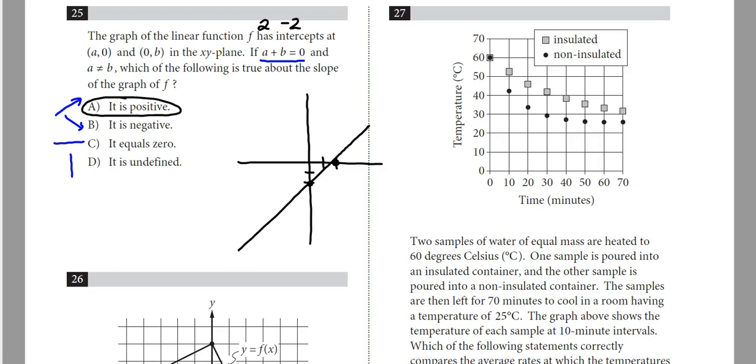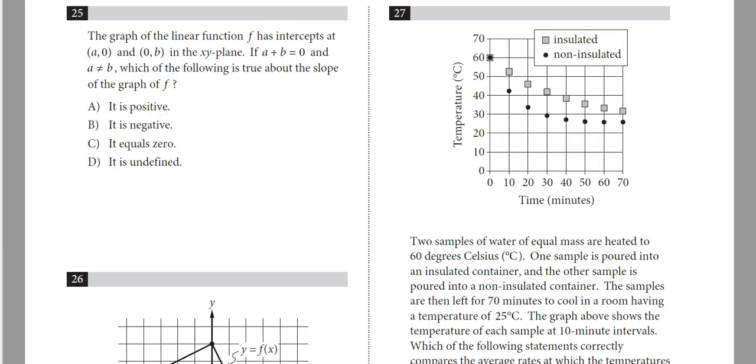But we're not quite sure. Let's throw in a couple more numbers. Let's switch it up. Let's maybe make a be -3 and b be +3, because that adds up to 0. So a is -3 and b is +3. Well, let's graph that. (-3, 0) means go left 3, stay at 0. (0, 3) means we're going to go up 3. And once again, the line is going positive. So I believe the correct answer here is A.